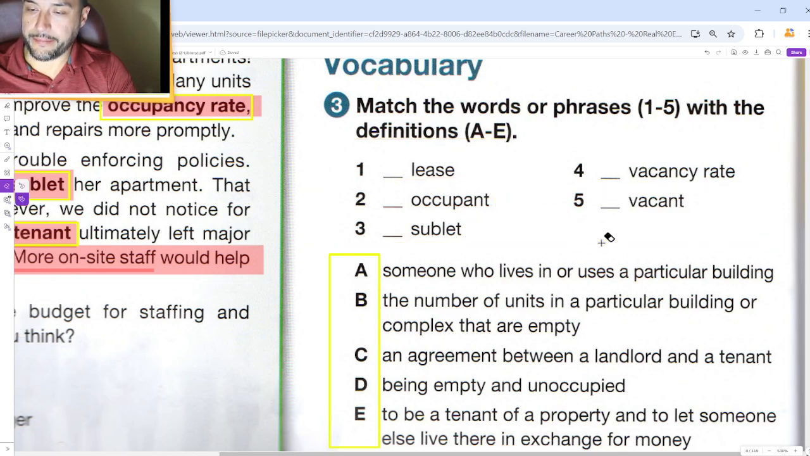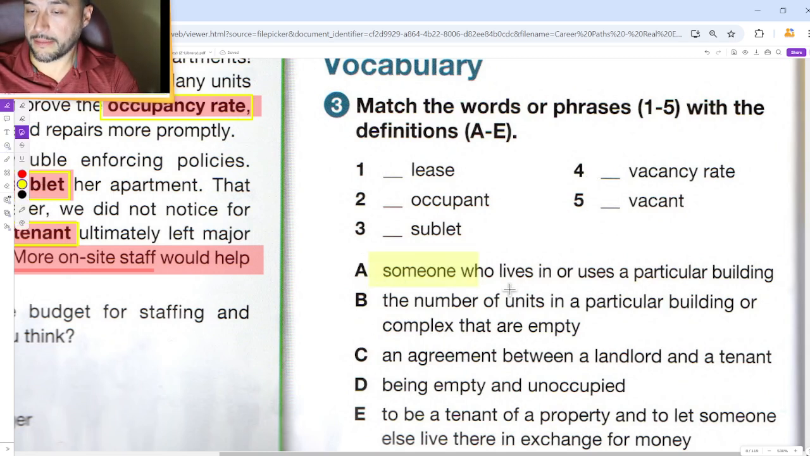Definition A. Someone who lives in or uses a particular building. Someone who lives in a building. Or maybe they use it for business. This is the occupant. Okay, put the definition in your notes. Someone who lives in a particular building, or someone who uses a particular building.